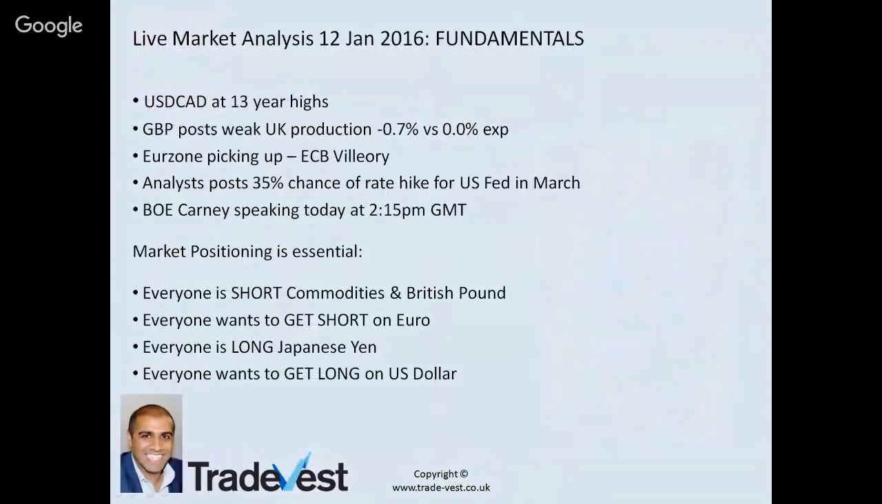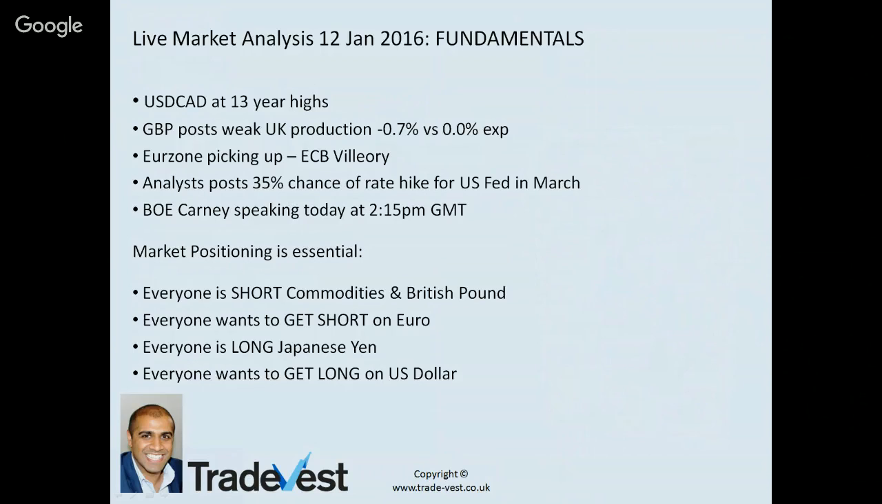So in terms of fundamental analysis, what's been happening? In terms of the headlines, we know dollar CAD is reaching 13-year highs. Today, we had some very negative pound data, a very weak UK production number, minus 0.7% versus the expected flat month.